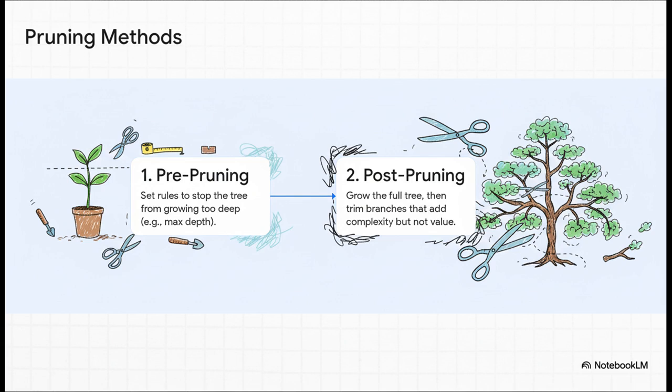Pre-pruning is when you set the rules beforehand. You tell the tree, hey, don't grow any deeper than this. But post-pruning is often more effective. You let the tree grow totally wild first, and then you go back in and strategically snip off the branches that are just adding complexity without providing any real value.